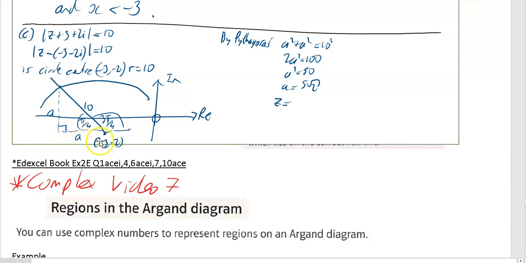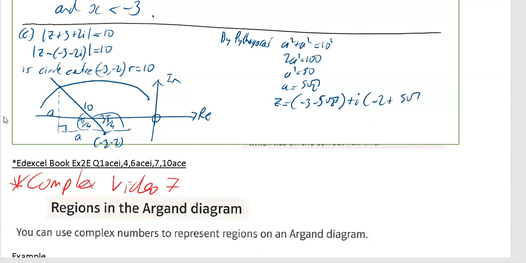So we've started at your minus 3, and then you've gone back left. You've gone left 5 root 2, and you've started at your minus 2, and you've gone up 5 root 2. So your z is going to be equal to minus 3 minus another 5 root 2, plus I, and you're at minus 2, but this time you're going up 5 root 2, and that's it. We don't have to tidy it up, and that's absolutely fine. We'll leave it as it is.